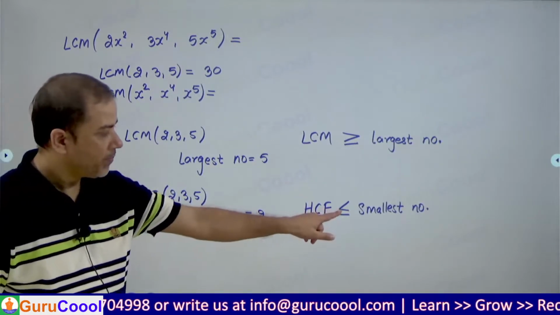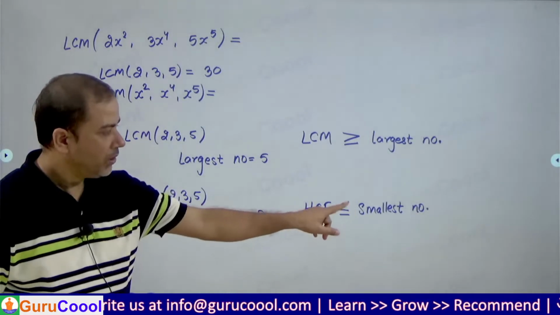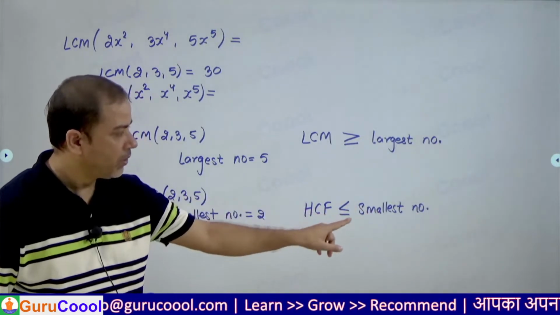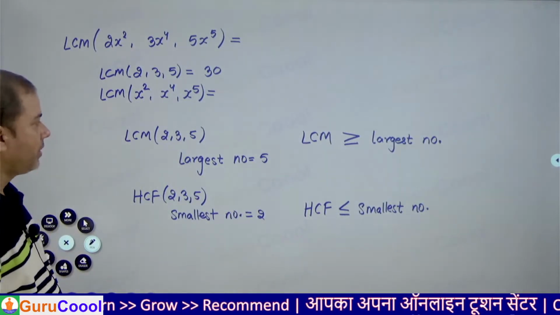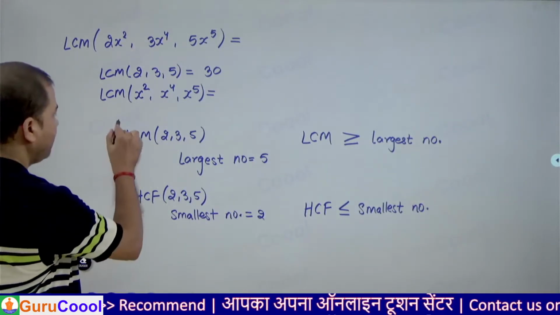HCF will be lesser than the smallest number or equal to the smallest number. So that's a rule. You should remember this. That is important.